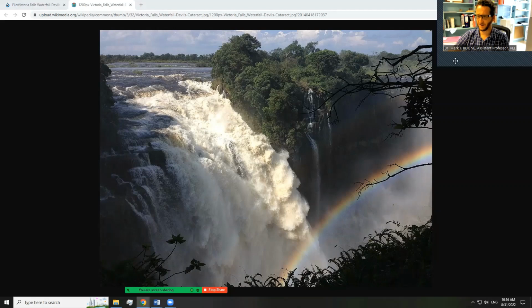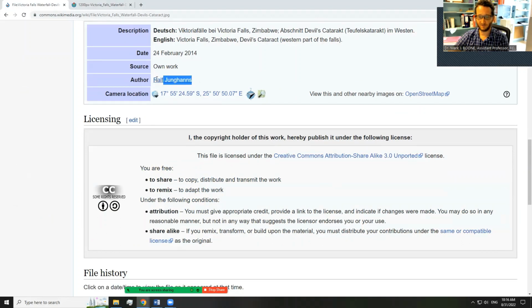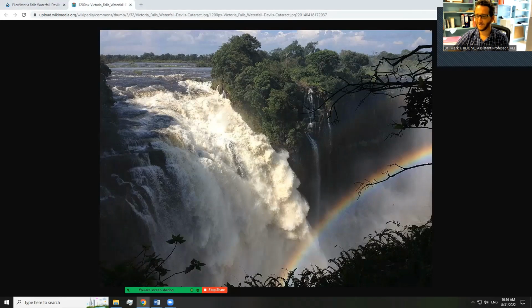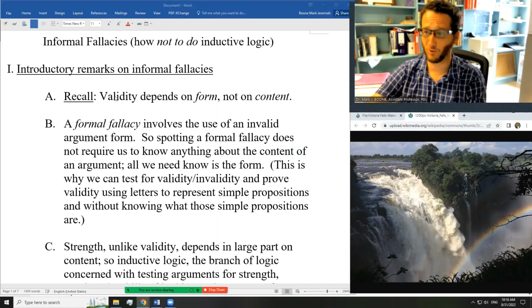And for the lower right-hand corner of the screen today, I've selected this lovely picture of Devil's Cataract, my favorite part of Victoria Falls. Let's attribute the photo to its taker, Ralph Junghans. And let's now send it to its portion of the screen and talk about informal fallacies.